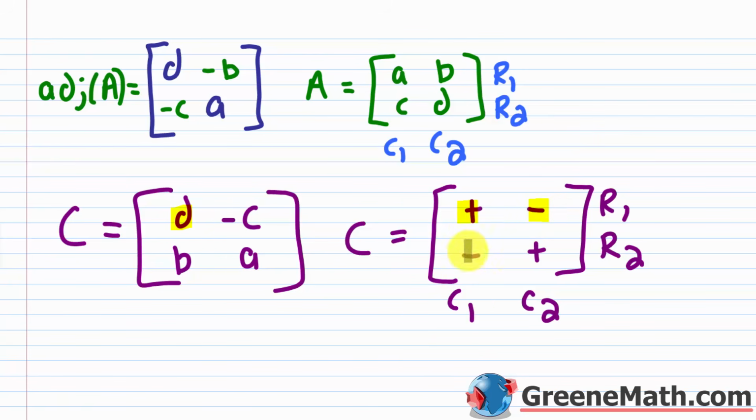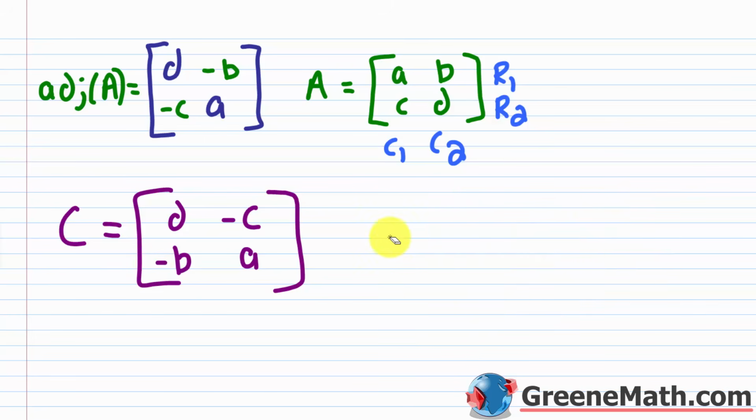For this one, there's a sign change. So I'm going to put a negative here. And for this one right here, there is no sign change. So when you have a plus, you don't change the sign because the minor and the cofactor are the same. But when you have a minus, you do change the sign. So you want the negative of whatever's there. So this is the cofactor matrix now. We've taken all the minors and applied the sign changes when they were necessary.